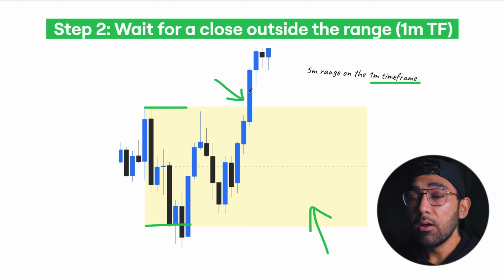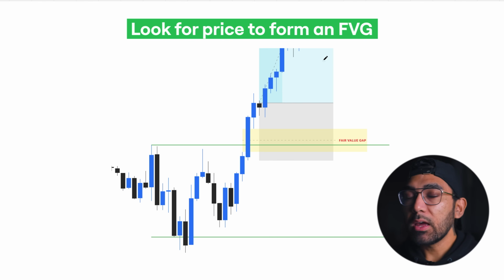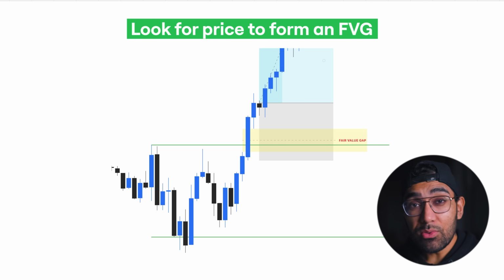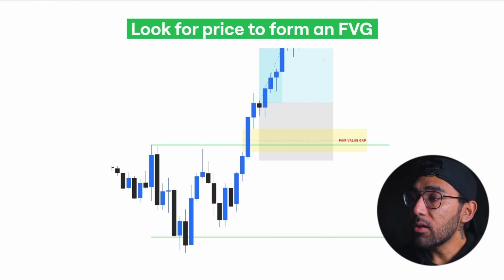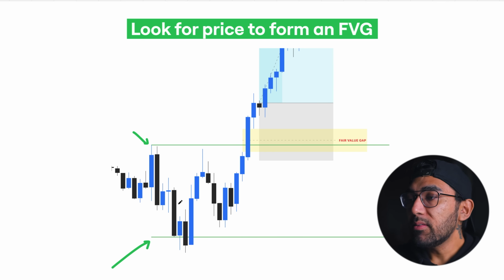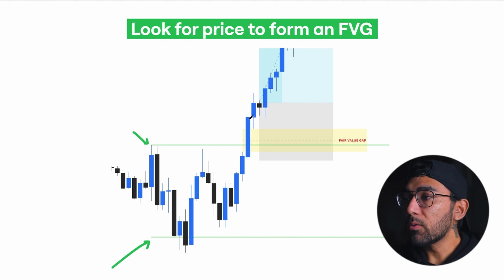So we would be looking for a long in this example. Now, we're not just going to be looking for the candle to simply print. There's a very specific pattern that I want you to become accustomed to when you're looking for entries on this model. So once again, we have the high of the 5-minute marked out here with the green line, and here's the low. We can see that the candles have printed to the upside in this example, right?